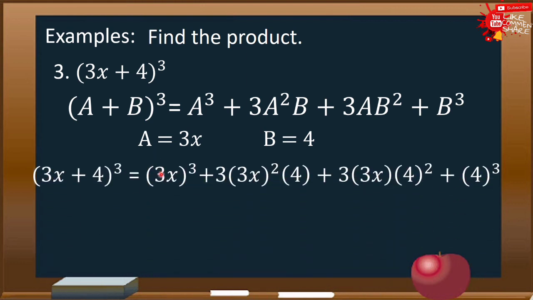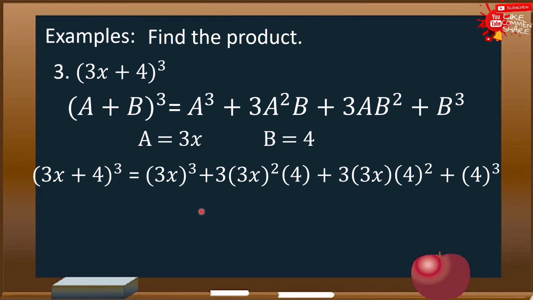So we have here a cubed. So our a is 3x. So substitute natin siya doon. So magiging 3x. Then we have the exponent 3. Then we have here plus 3 times our a is 3x. Then we have the exponent 2. Then times b, wherein our b is 4. So we have times 4. Then we have here plus 3 times a, which is 3x. Substitute 3x. Then we have b squared. So we have 4 as the value of b. Then we have the exponent 2. And then we have here plus b cubed. So our b is 4. Then we have the exponent 3.